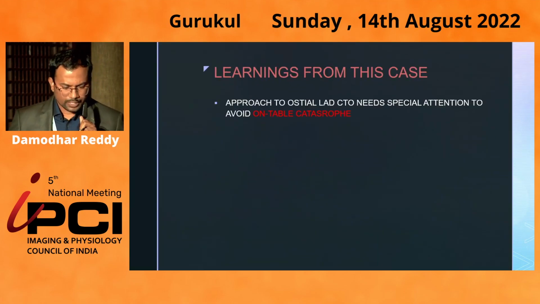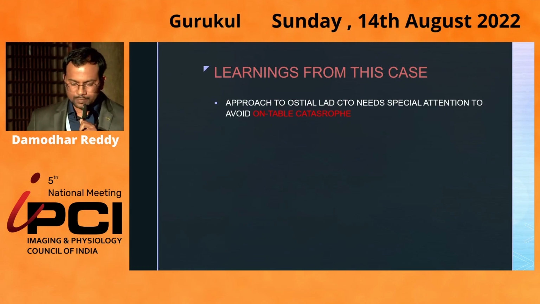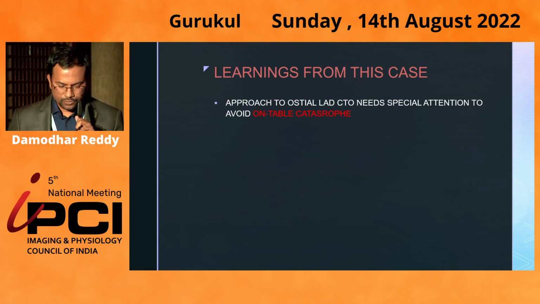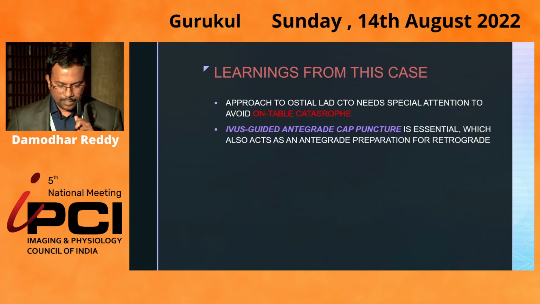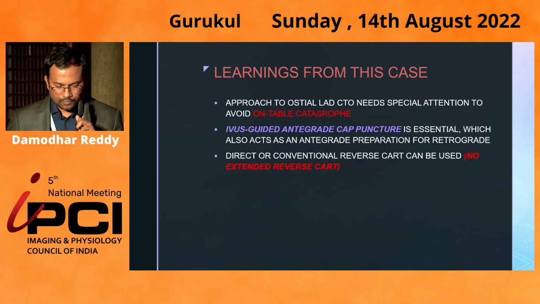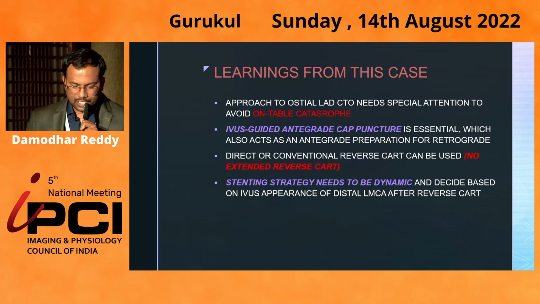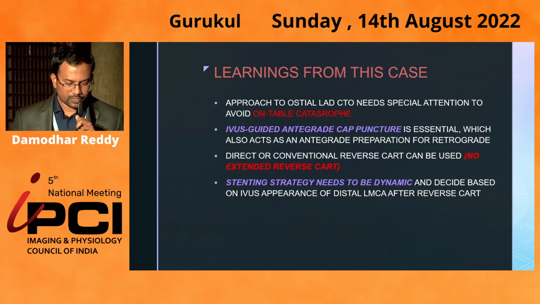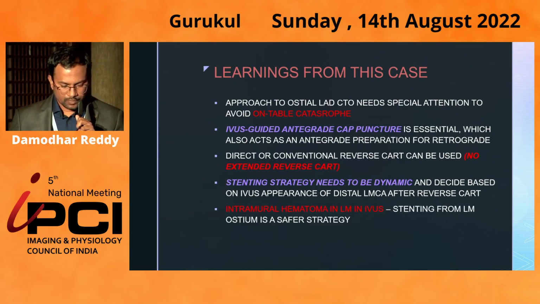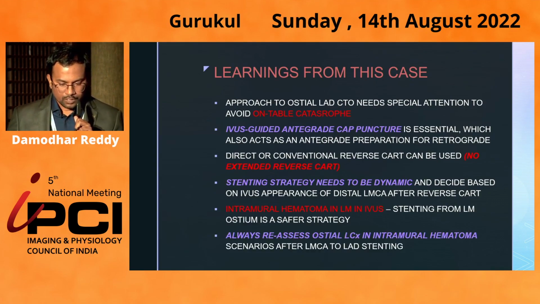And coming to the learning from the case, approach to ostial LAD CTO needs special attention to avoid on-table catastrophe. And IVUS guided antegrade cap puncture is essential, which also acts as antegrade preparation for retrograde. And direct or conventional reverse CART can be used. No extended reverse CART to be performed. And stenting strategy needs to be dynamic and decided based on IVUS appearance of the distal LMCA after a reverse CART. And with intramural hematoma in LM on IVUS, stenting from LM ostium is a safer strategy, so as to avoid the progression of the hematoma. Thank you so much.